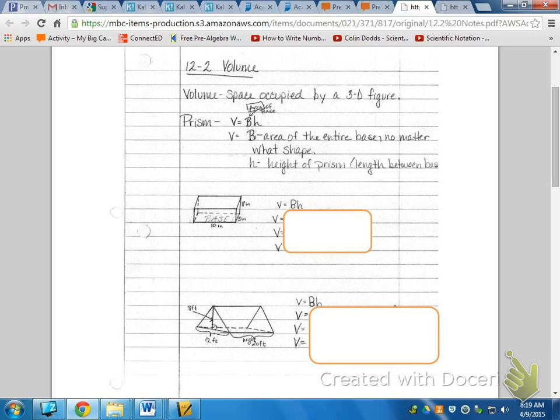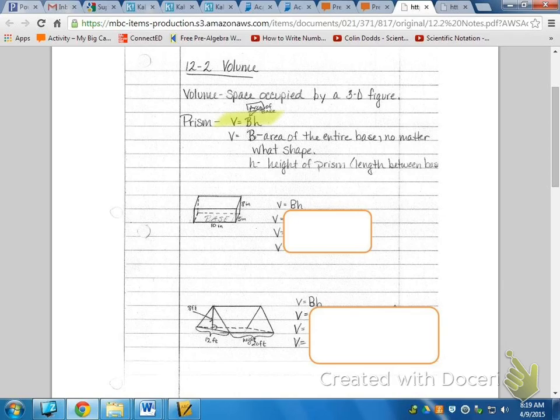Volume would be needed to know, like if you were working in heating and air conditioning, what's the volume of a house or a building, to know how much space you have to heat or cool. We are going to look at prisms today and cylinders tomorrow. They're kind of similar. So the general formula that you use is this right here.